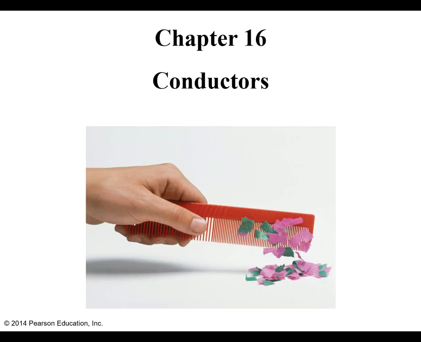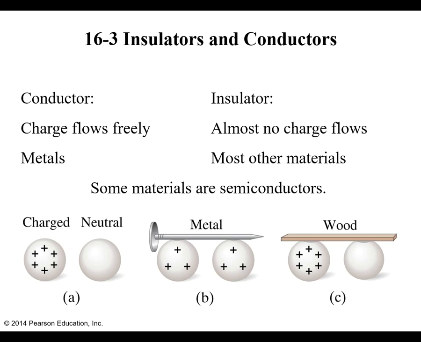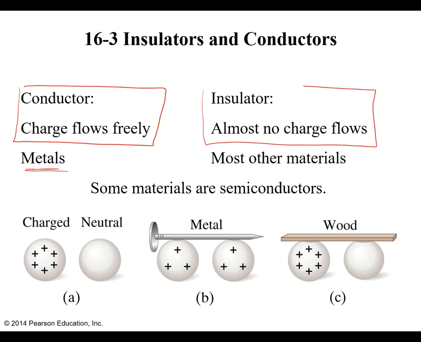We're going to move on now to conductors, meaning conduits in which charge can flow. So we're going to move charge from one point to another, and how well the charge flows depends on how much of a conductor a material is. A conductor is defined as a material in which charge flows freely. Often we're talking about metals. An insulator is a material that has almost no charge flowing through it at all.